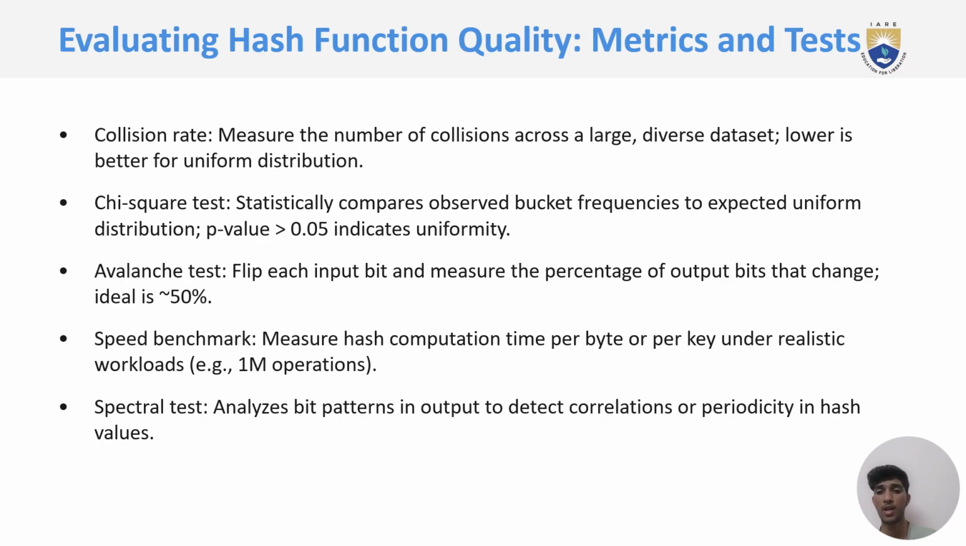Evaluating hash function quality. To evaluate a hash function, several metrics are used. The first is collision rate, which measures how often collisions occur. Another test is the chi-square test, which compares expected and observed distributions. The avalanche test measures how many output bits change when one input bit is changed. Performance benchmarks measure execution speed. These evaluation methods help determine whether a hash function is suitable for real applications.